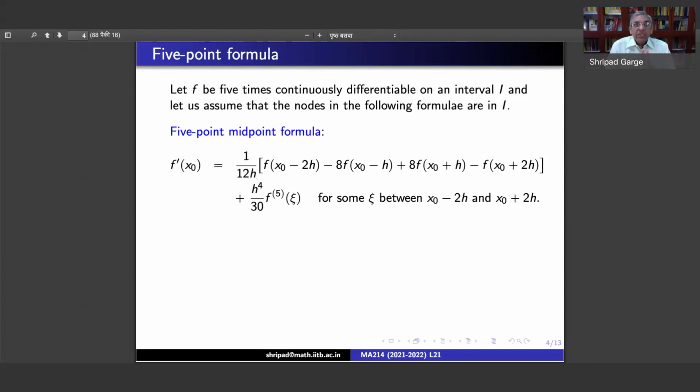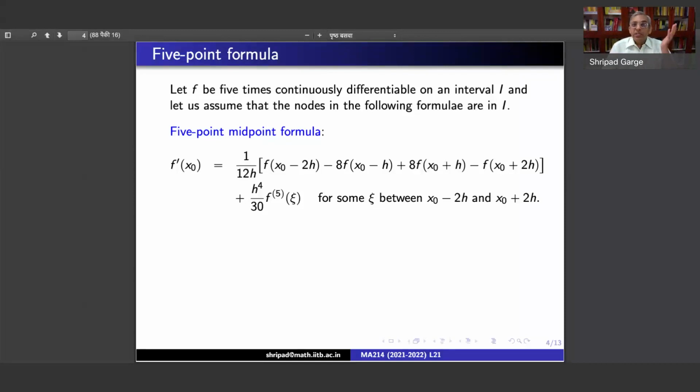That is our assumption. And we also assume, of course, that these nodes that we are taking all the while lie in capital I. Otherwise, you cannot apply the function f on these points. So the midpoint formula, you see, is very simple. It doesn't have the f of x naught term.